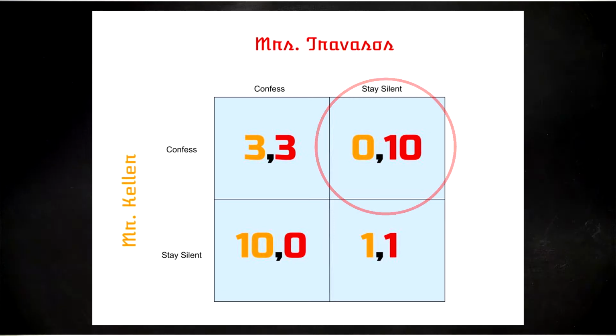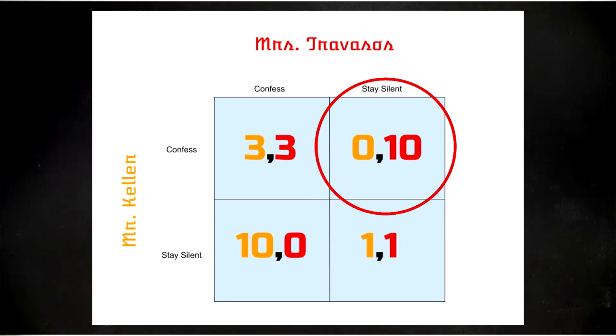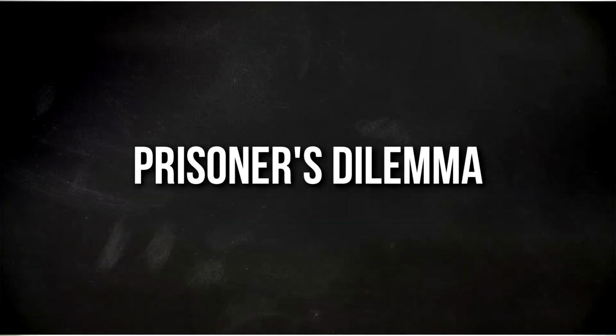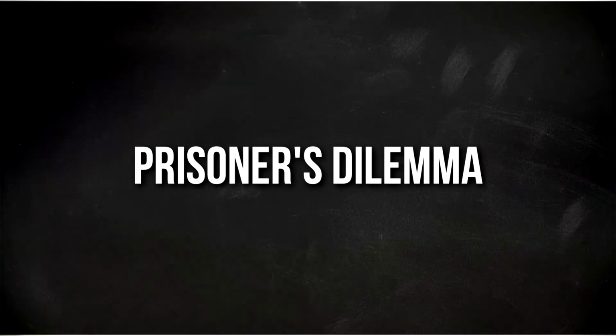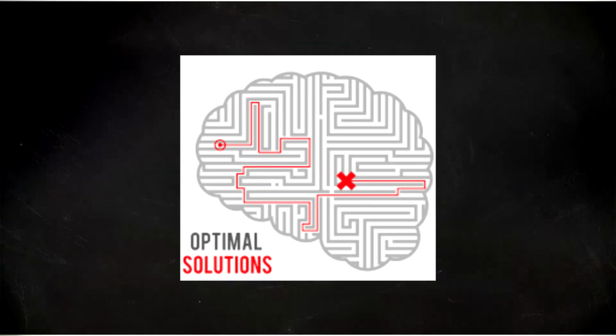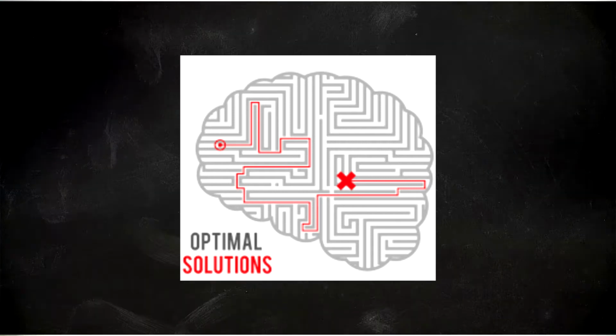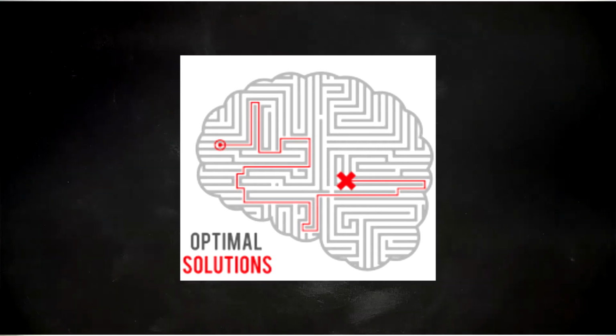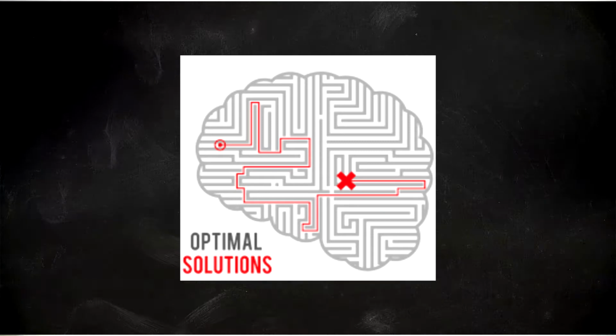Likewise, if Mr. Keller rats Ms. Travasos out and Mrs. Travasos chooses to remain silent, Mr. Keller is free and Mrs. Travasos gets 10 years in prison. This is known as the prisoner's dilemma. As a prisoner, what is the optimal decision to make? So, the obvious decision to make here is to not confess at all, right? Best outcome for both people. But Nash says otherwise.